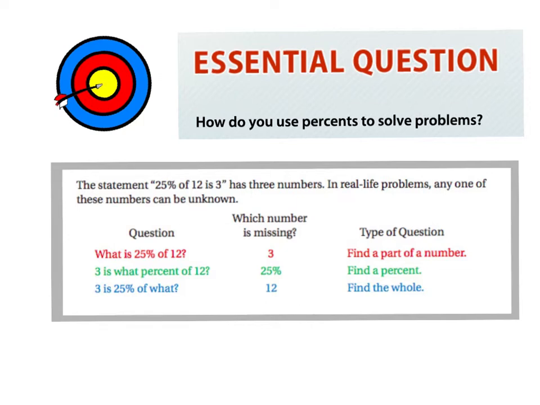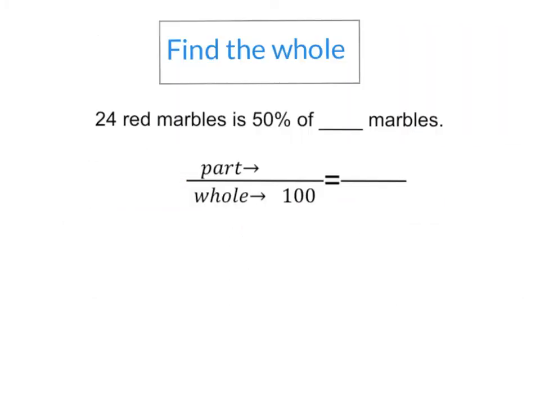And then 3 is 25% of what? Which number would be missing? 12. You're trying to find the whole. So we're going to start by finding the whole.